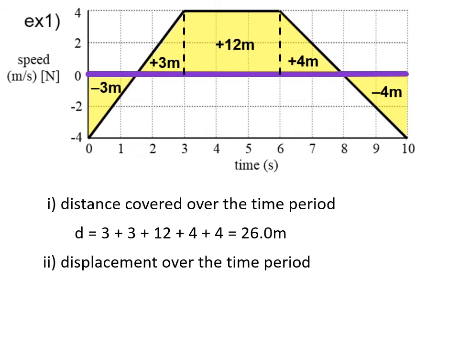When we're talking about displacement over the time period, we will have to take into account the direction. So displacement will equal -3 plus 3 plus 12 plus 4 subtract 4, which will give us 12.0 meters. And it is a positive answer, so that is in the north direction, because the graph is set up so that north is the positive direction.